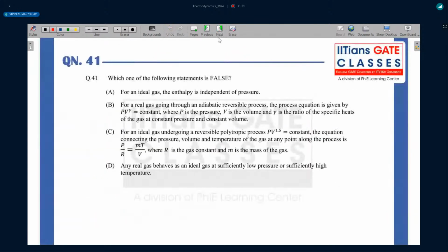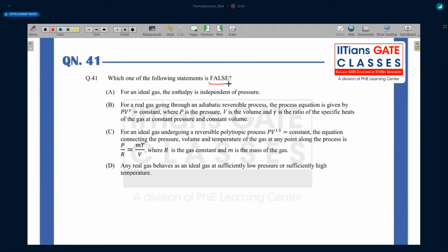Okay. Again, this is a 2-mark question, 41. Although a very easy question. Now, which of the following statements is false? The focus here is we have to find out which one is false, not true. So 3 options will be true, one will be false. You have to find out which one is false.